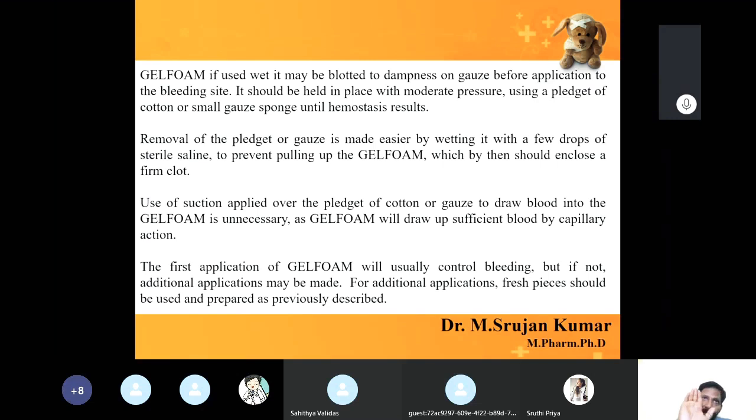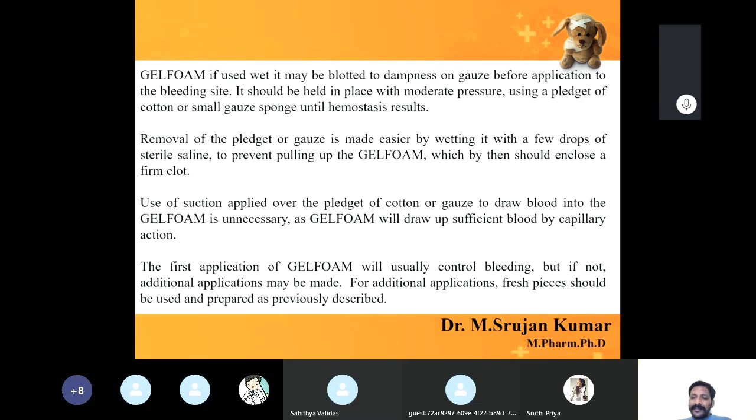Why do you apply the gel foam onto the affected area? The reason is that it has to remain intact on the affected area so that it absorbs the blood, thereby stopping the bleeding. This is the purpose. So when you start removing the gauze or pledget and apply more pressure, what will happen? Your gel foam also comes along with your pledget or gauze. In order to avoid that, you need to wet the pledget or gauze with sterile water, so that you can slowly remove your gauze and the gel foam will remain intact on your affected area.